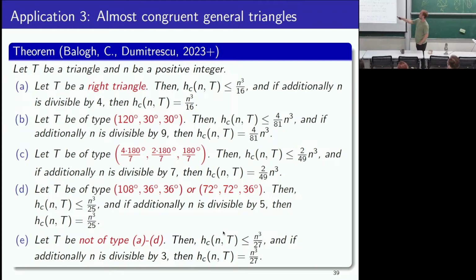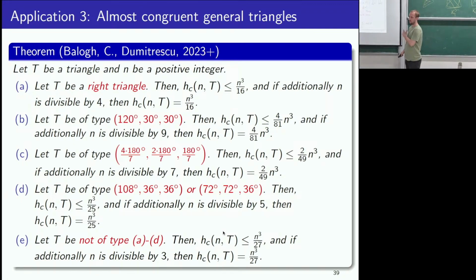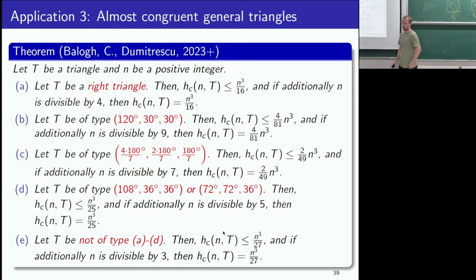Let's, for example, look at the A case, what's happening here. So for the right triangle, I say the maximum number of triangles which are almost congruent to the given right triangle is at most n cubed over 16. And if n is divisible by 4, then we get the exact answer. And for all of the results, we have this divisibility condition. So if we have some nice divisibility condition, then we get exactly the right answer. And otherwise, you would still get the asymptotic result. It's really just a calculation question. If you wanted to get the right answer for all divisibility, you could do so, but it would be quite painful calculation-wise, so we opted not to do that.